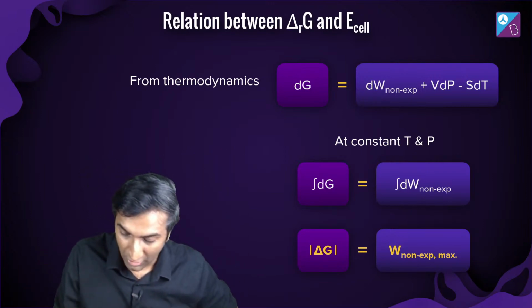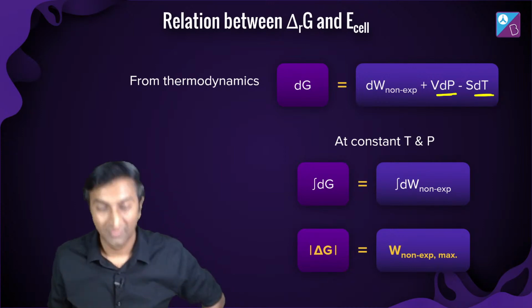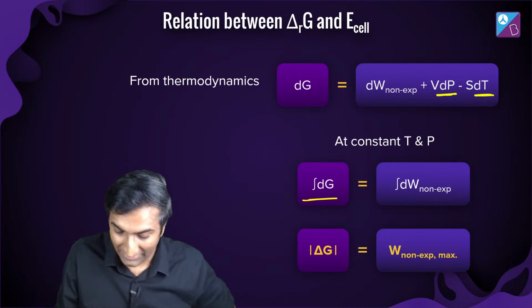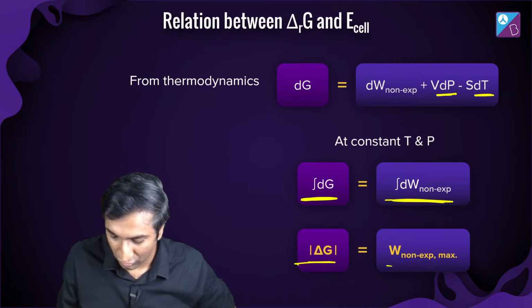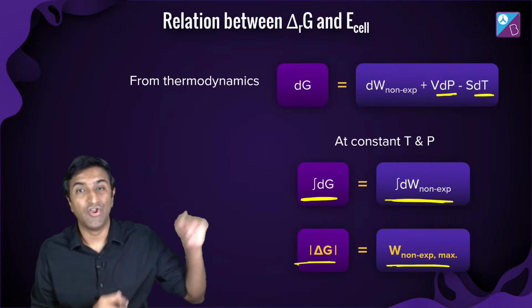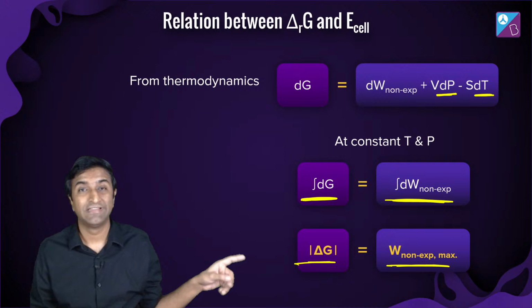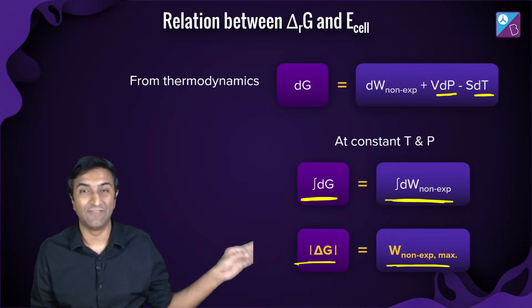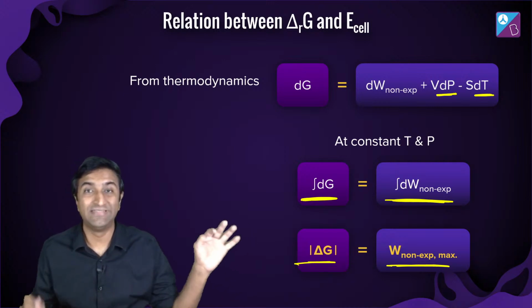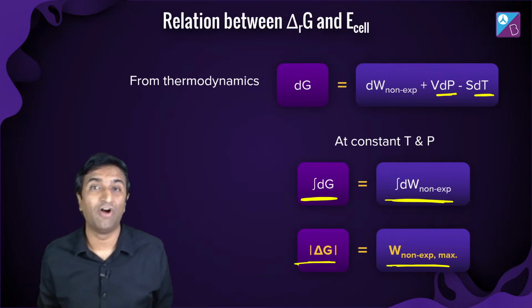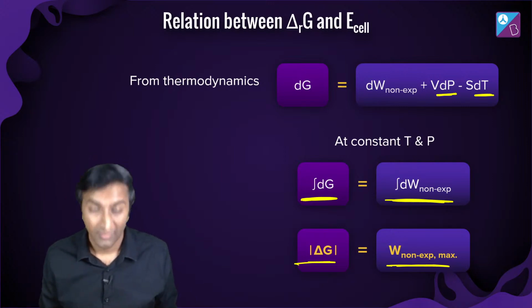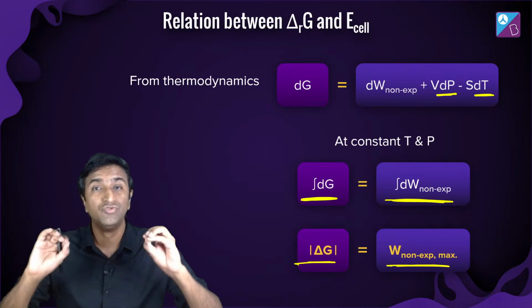Now I say कि boss, pressure और temperature constant. Life becomes easy, and then you get कि देखो देखो देखो देखो क्या हो रहा है. Non-expansion work maximum is given by delta G. There you go. This is the starting point of electrochemistry. ठीक है? Maximum amount of useful work.